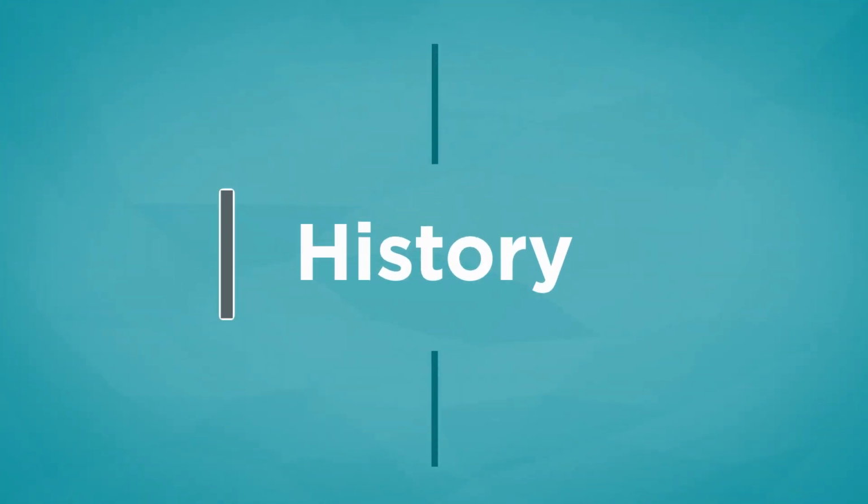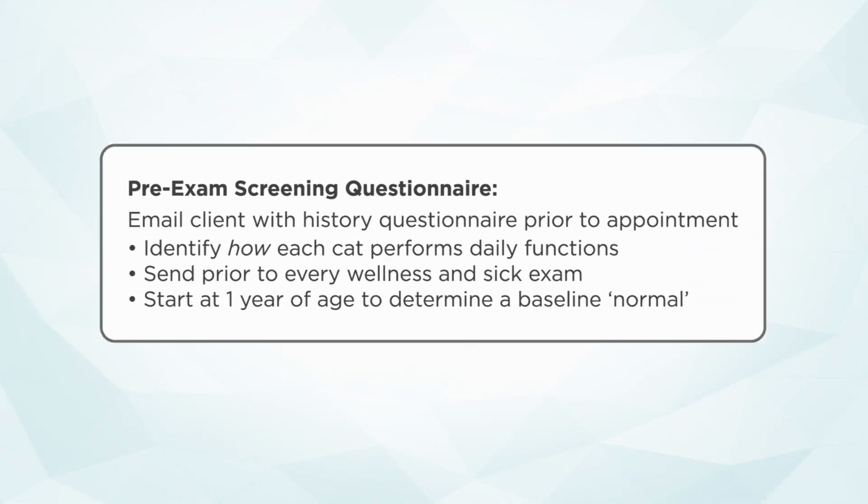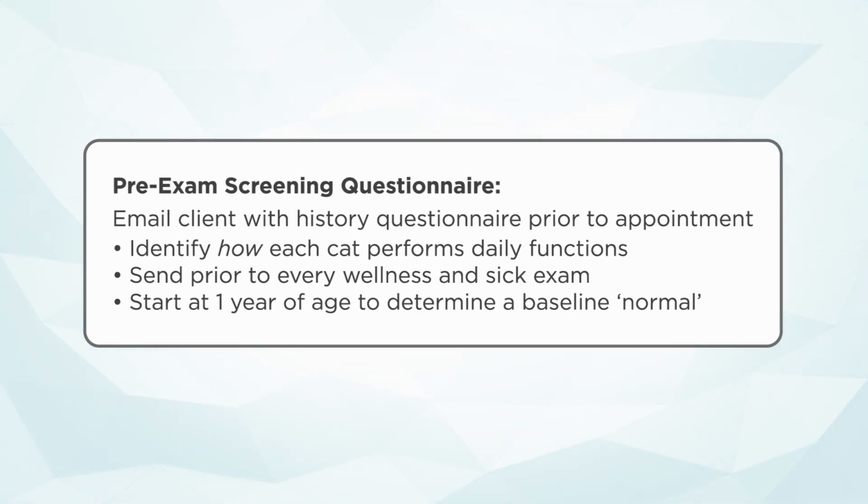First, we're going to talk about history. The key factor to identifying feline OA is through a thorough history exam. And I recommend doing a pre-exam screening questionnaire. Email the client with the history questionnaire prior to the appointment and identify how each cat performs daily functions. Send it prior to every wellness and sick exam, and start at 1 year of age so that you know the baseline of normal.